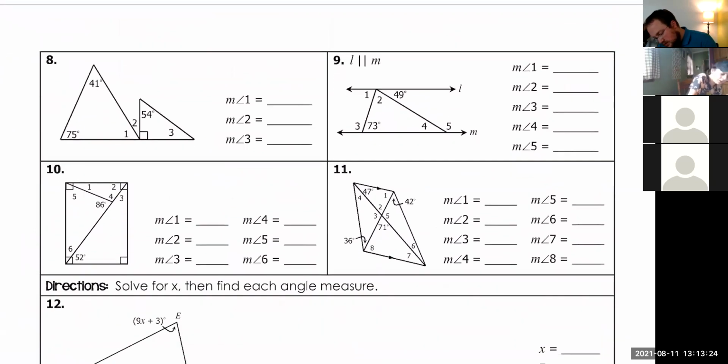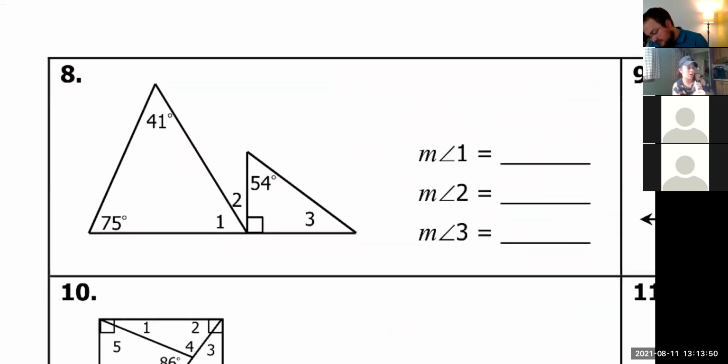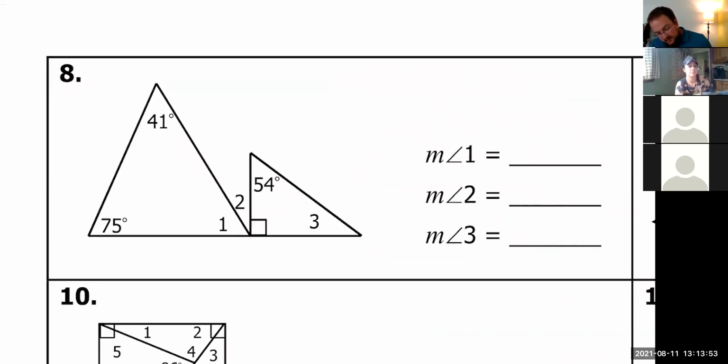All right. Look at these messes. I'll skip number 8. I'll give you the measurements for you to try out later if you wish. So angle 1 is going to be 64 degrees. Angle 2 is 26 degrees. Angle 3 is 36 degrees.